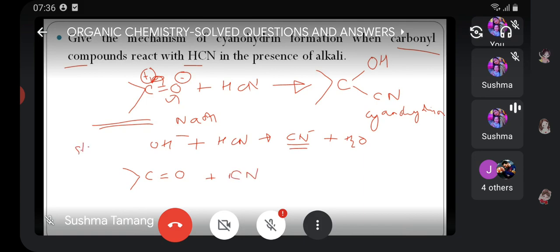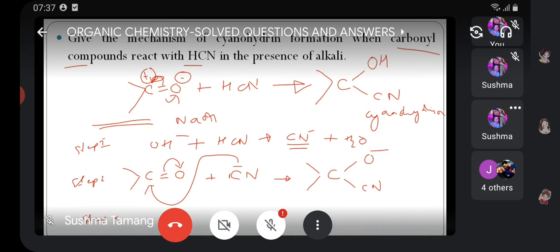So this is step 1. CN minus will attack this carbon atom. So you attack गर्दाखेरि carbon oxygen ले तानेर लान्छ. So what you are going to get is C, यहाँ CN आउँछ and O with negative charge. So again, O either water सँग, yeah, HCN सँग when it reacts, what it gives is COH and CN. This is your reaction mechanism.